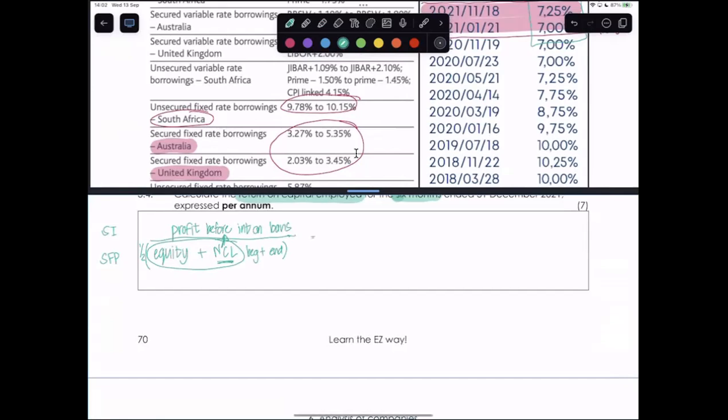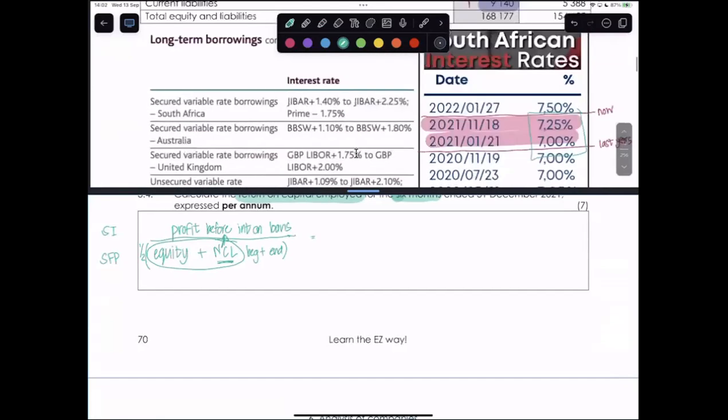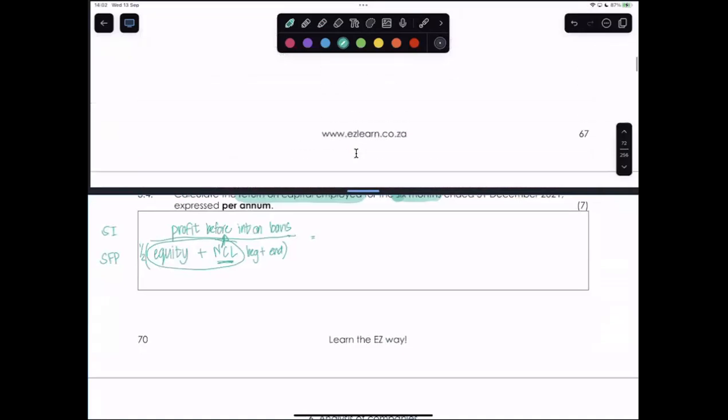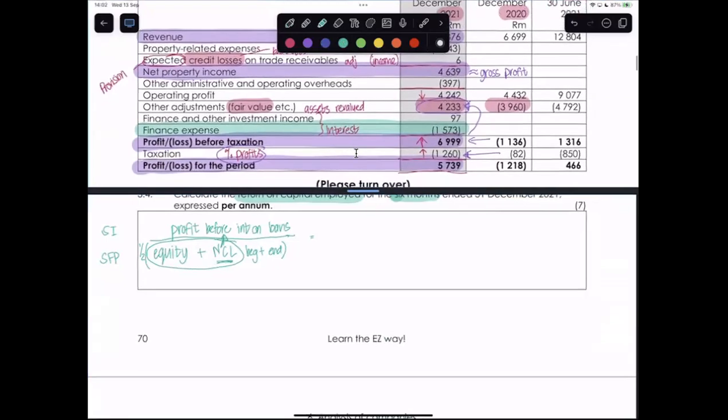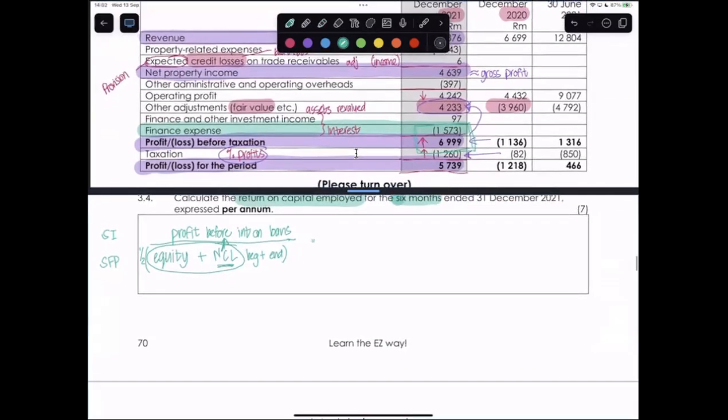So now you can go and fetch all the figures that you need for that. We'll get the profit obviously from the statement of income. And you can see over here, we've got the profit before tax, and we would then adjust backwards with the interest on loan. You're going to need to use both of those figures. So you'd say your 6,999 million plus the 1,573 million, and divide that by half of.